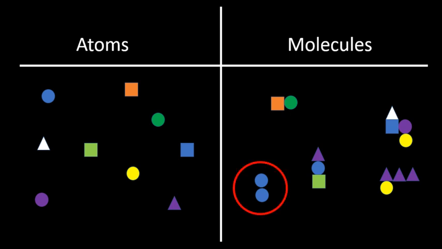Also notice that the atoms can also be the same type of atom. Here we have a molecule made up of two atoms, but those atoms are exactly the same. So a molecule definition is simply that two or more atoms are combined together. They can be different types of atoms, or in this case, they can also be the same type of atom.